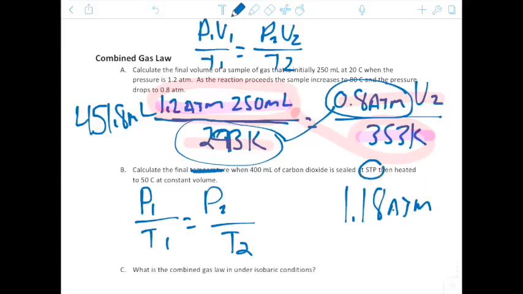Another hint to this one, remember that STP is standard temperature and pressure, so that means that the standard temperature, the initial temperature, is going to be 0 degrees Celsius. The initial pressure would be 1 atmosphere, and remember you're going to solve for pressure, P2.